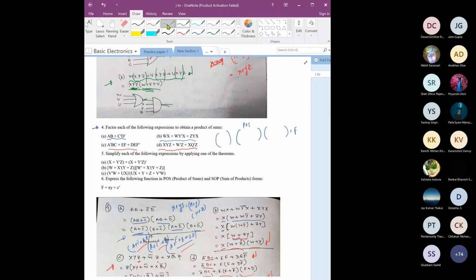Okay, now here the next one. The next one says to simplify each of the following expressions by applying one of the theorems. Here this is the function, and you have to simplify it like that. All three functions you have to simplify.